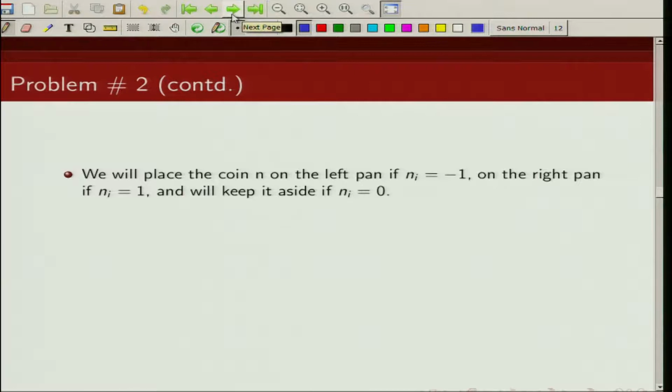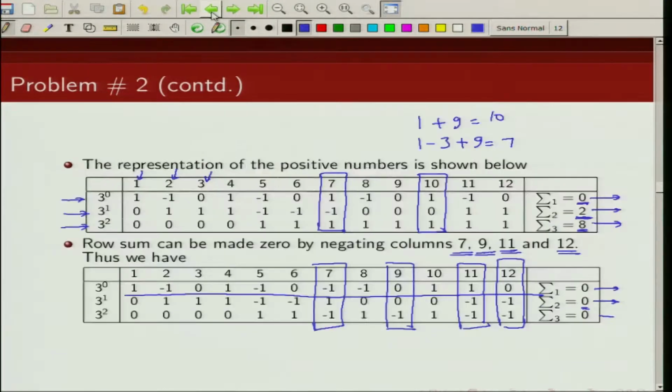Next, how am I going to weigh them? I am going to place a coin n on the left pan if Ni is minus 1, and I am going to put it on the right pan if Ni is 1, and if Ni is 0, I am not going to put it in any pan. So for example, you are going to weigh 3 times, first corresponding to this row, second time corresponding to this row, third time corresponding to this row.